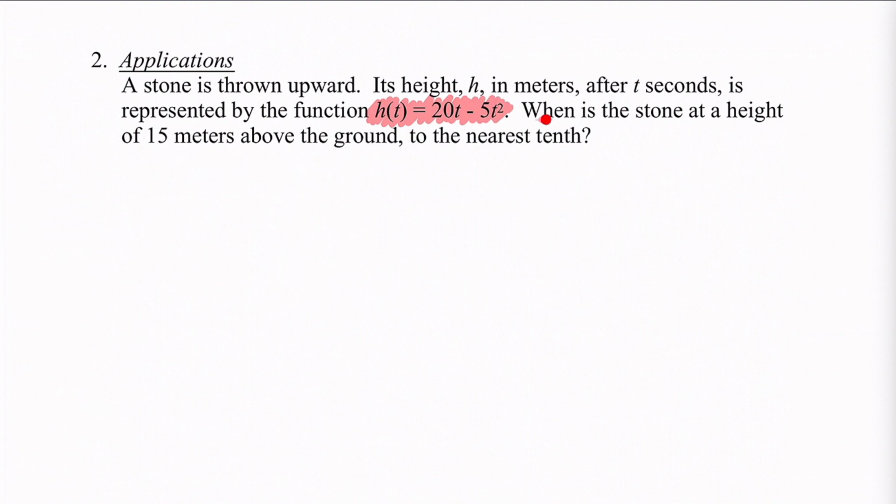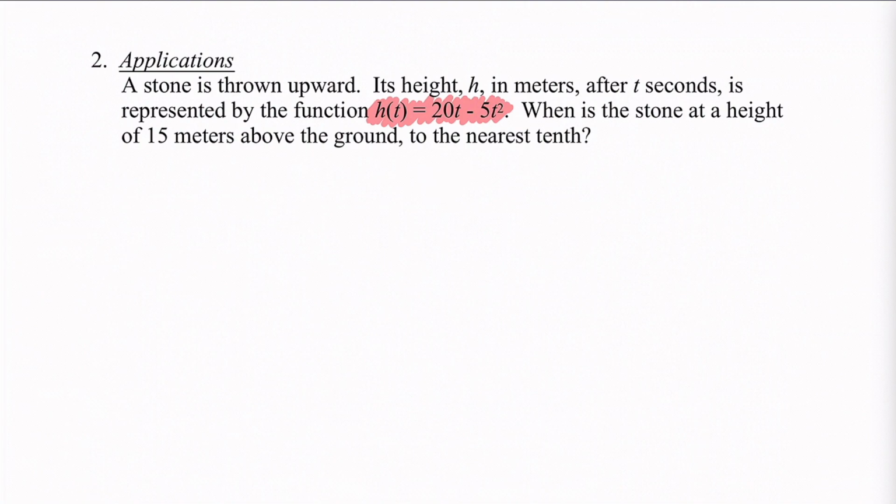So the question asks, when is the stone at a height of 15 meters above the ground, to the nearest tenth? So what this function means is that when I put a t in here, which was time in seconds, so let's say we put in 2 seconds, and I go 20 times 2 seconds minus 5 times 2 seconds squared, I'm going to get out a value.